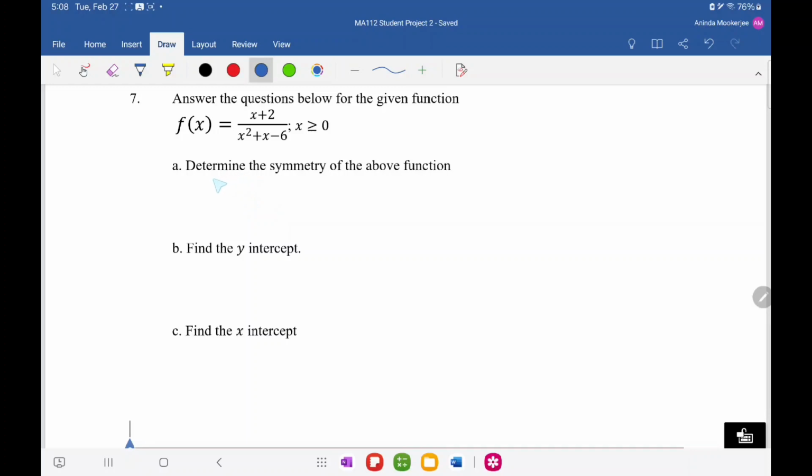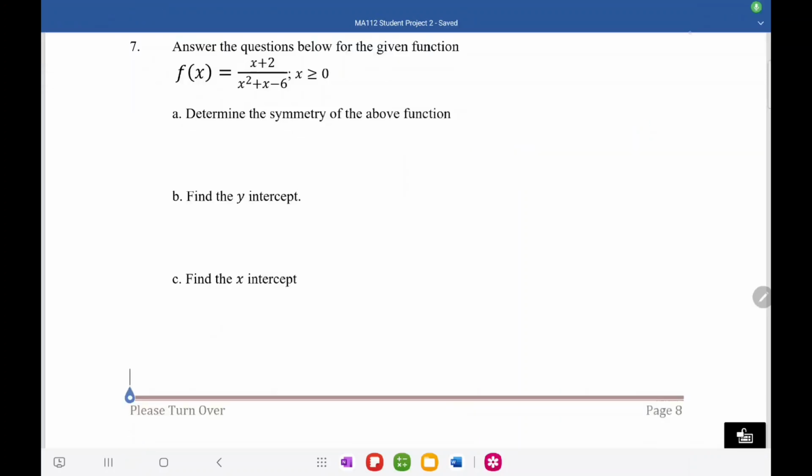The first part of the question says determine the symmetry of the above function. Now, what is the process of finding the symmetry? Before that, remember there are two types of symmetries possible. One is symmetry about the y-axis, and the other one is a symmetry about the origin. All right, so there are two kinds of symmetry possible.